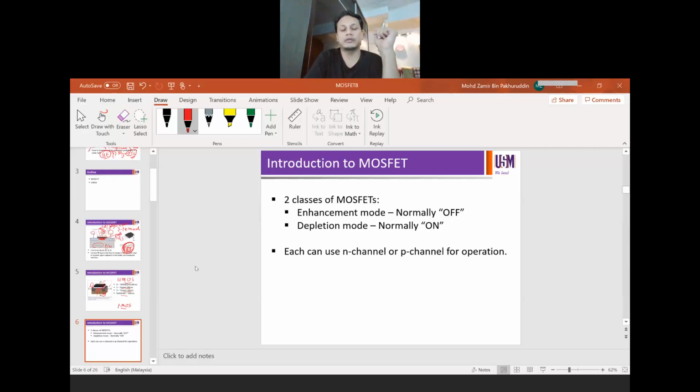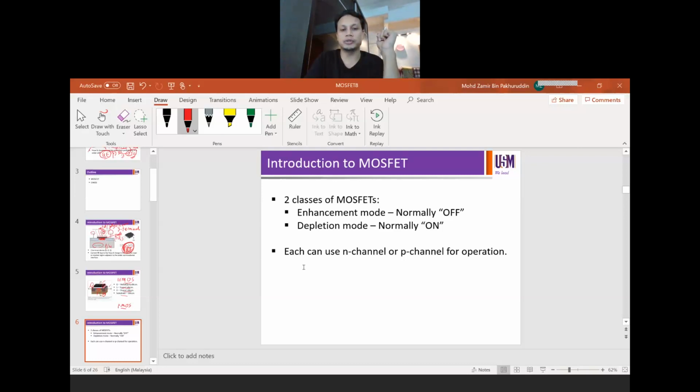On the other hand, depletion mode is a normally on transistor. That means if you don't apply any voltage on the gate, it will be on in the default condition. But in order to turn it off, you need to apply a gate voltage on the gate. So it's normally on. Why it's normally on and off, we'll see later on.